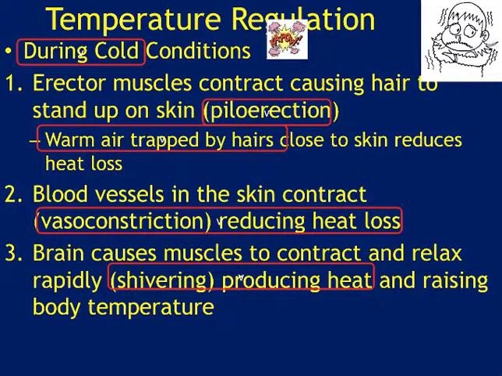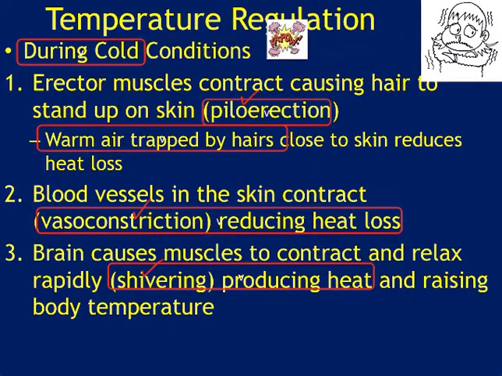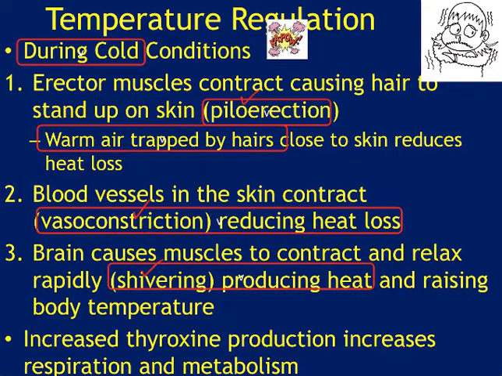So you could get maximum marks by just using these three words for yourself. So piloerection, vasoconstriction, and shivering. And the reason we shiver is because that makes our respiration have to happen quicker, and therefore our body temperature will go up because of that. Because once we're respiring, we're generating more heat. So those three words are really, really important.